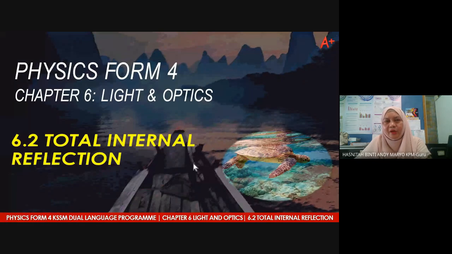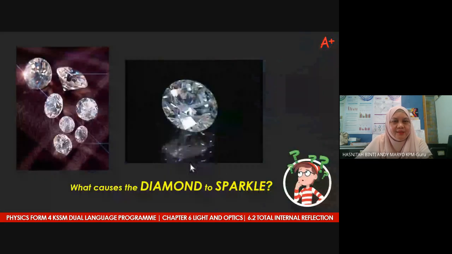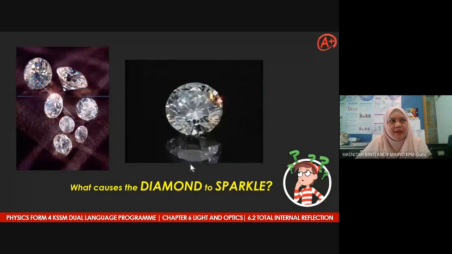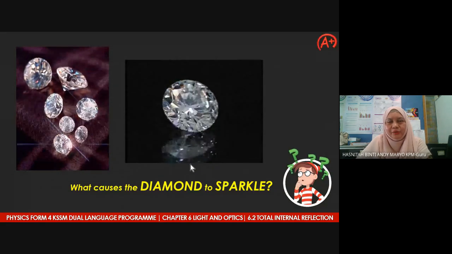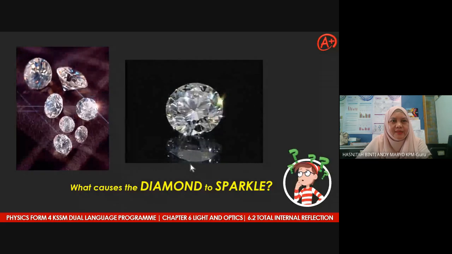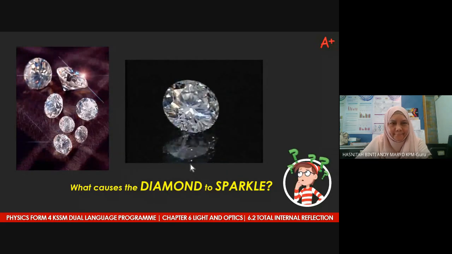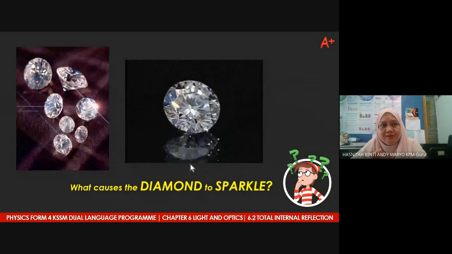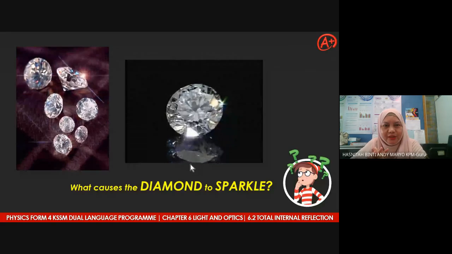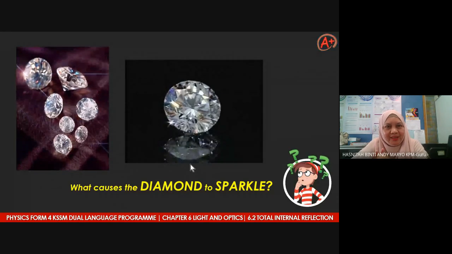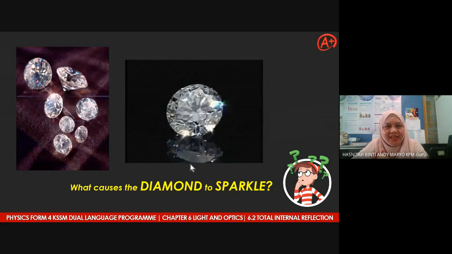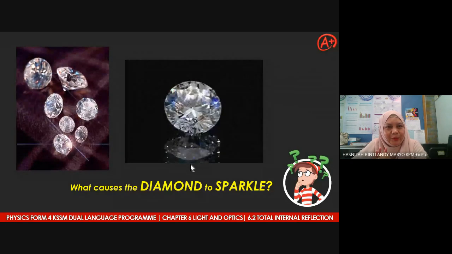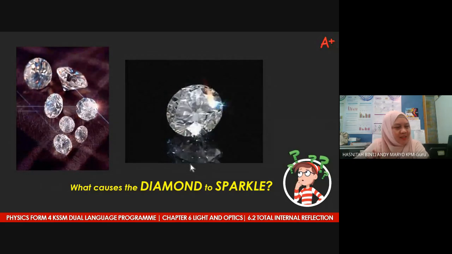Actually, this is another phenomenon involving light other than refraction of light we learned yesterday. So in this content standard, there are 4 learning standards we need to know very well. Okay, so first let us take a look at this daily occurrence. Diamond. Who doesn't know diamond? The most precious gem on earth, the most expensive stone on earth. If you look at this GIF, you can see the diamond is shining here and there, it sparkles. So any idea what causes the diamond to sparkle, students?